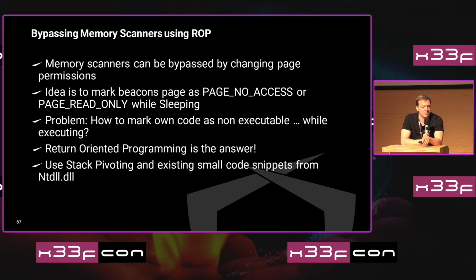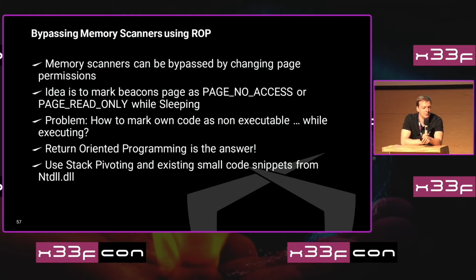There are a bunch of ways to bypass memory scanners, and they basically all boil down to changing the page permission of the beacon while it's actually sleeping. Because memory scanners only check for executable memory regions in order to find known bad. This brings us a big problem, because how do you mark your own code as not executable while you're executing? This should not actually happen. This should not work.